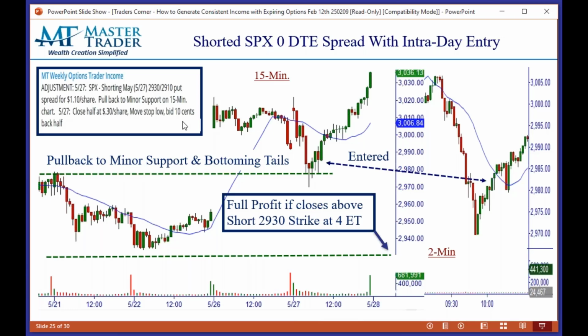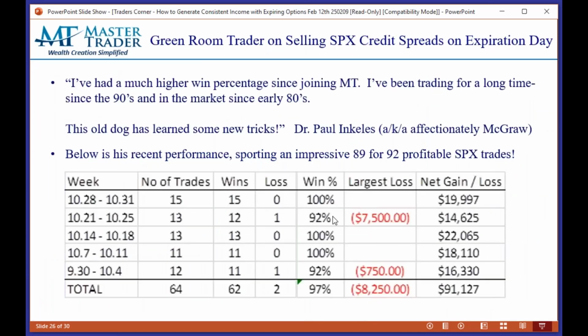The SPY moves slower, but we did this one, $1.10 a share. It rallied again, same management, closed half at 30, half at 10. But look at it, look at this cat's success. I've had much higher percentage since joining you all. Look, this old dog has learned new tricks.